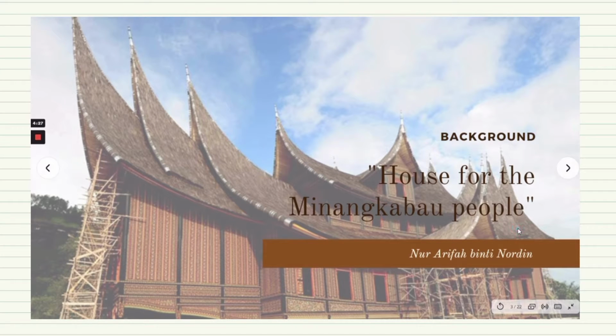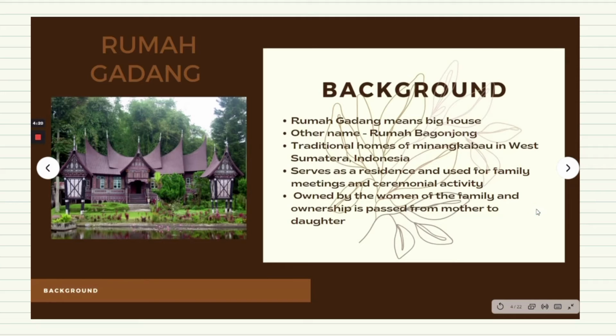Firstly, the background of Rumah Gadang is actually a house for the Minangkabau people. Rumah Gadang means big house, or the other name of Rumah Gadang is Rumah Bagonjong. It is a traditional home of Minangkabau in West Sumatra, Indonesia. Rumah Gadang serves as a residence and is used for family meetings and ceremonial activity. It is owned by the woman of the family, and ownership is passed from mother to daughter.